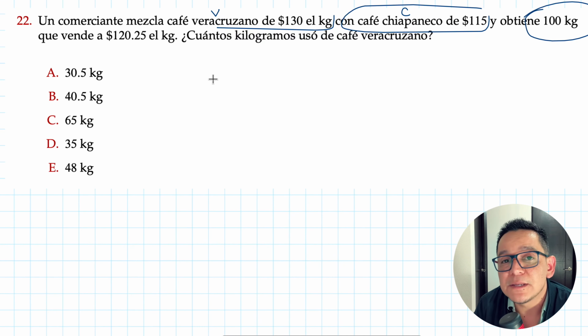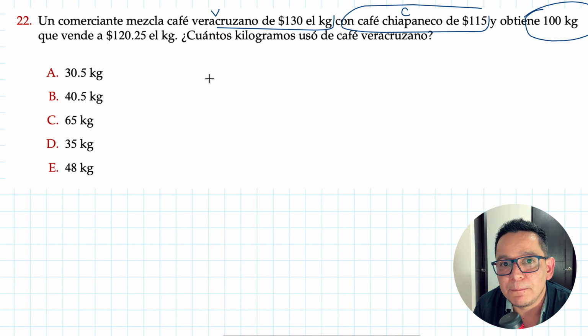So let's set up an equation first for the mass. The weight of the Veracruz coffee plus the weight of the Chiapas coffee has to be equal to 100 kilograms, right? It's a blend, okay? The Veracruz coffee and Chiapas coffee together total 100 kilograms.